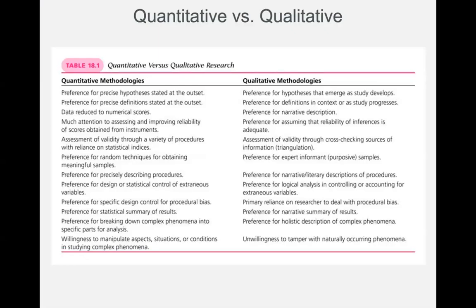So you look at the quantitative method, there's a preference for precise hypotheses stated at the outset. There's the preference for precise definitions, data reduced to numerical scores, much attention to assessing and improving reliability of scores, assessment of validity through a variety of procedures with reliance on statistical indices, preference for random techniques for obtaining meaningful samples, preference for precisely describing procedures, preference for design or statistical control of extraneous variables, preference for specific design control for procedural bias, preference for statistical summary of results, preference for breaking down complex phenomena into specific parts for analysis, and willingness to manipulate aspects, situations, or conditions in studying complex phenomena.